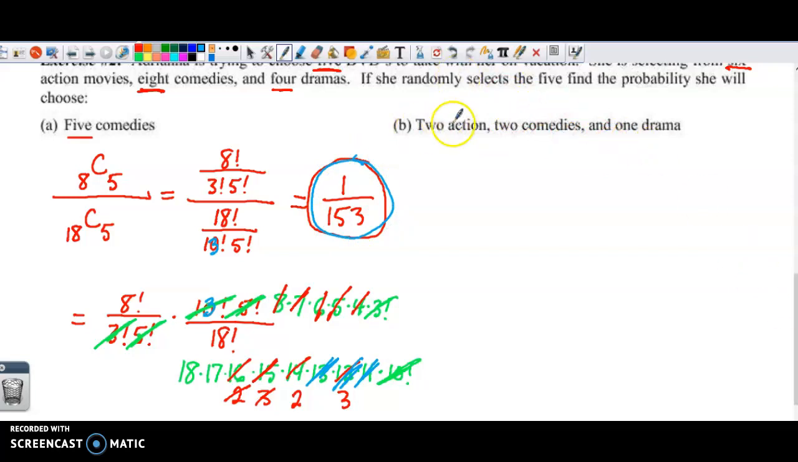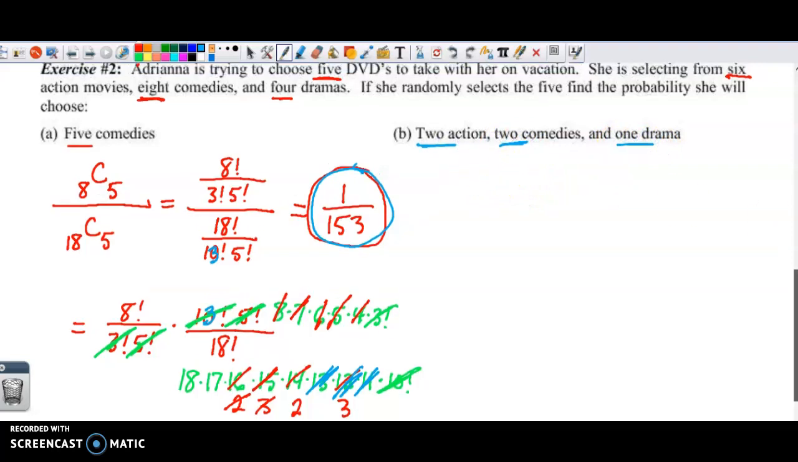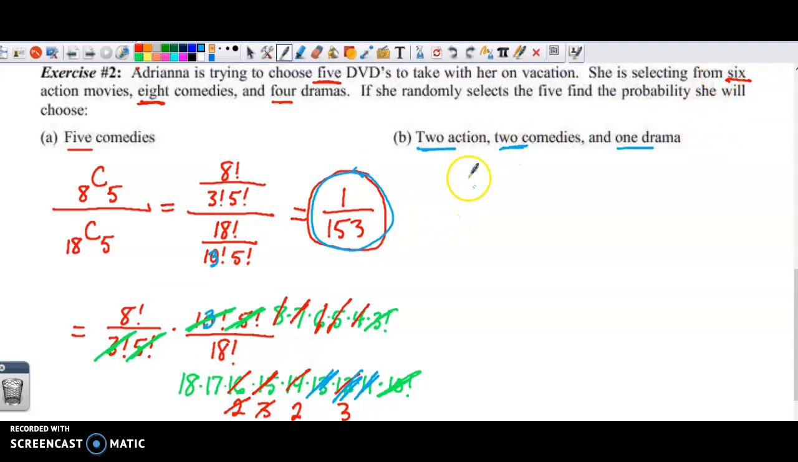And you probably already saw the answer key to letter B, and it's the fundamental counting principle again, because we have, I forgot what it was, 6 action movies, and she wants to choose 2 of them. There's 8 comedies, and she wants to choose 2 of those. And then there's 4 dramas that she's going to choose 1 of those. And the fundamental counting principle says that we're going to multiply each of those, and the sample space stays the same. That 18C5.